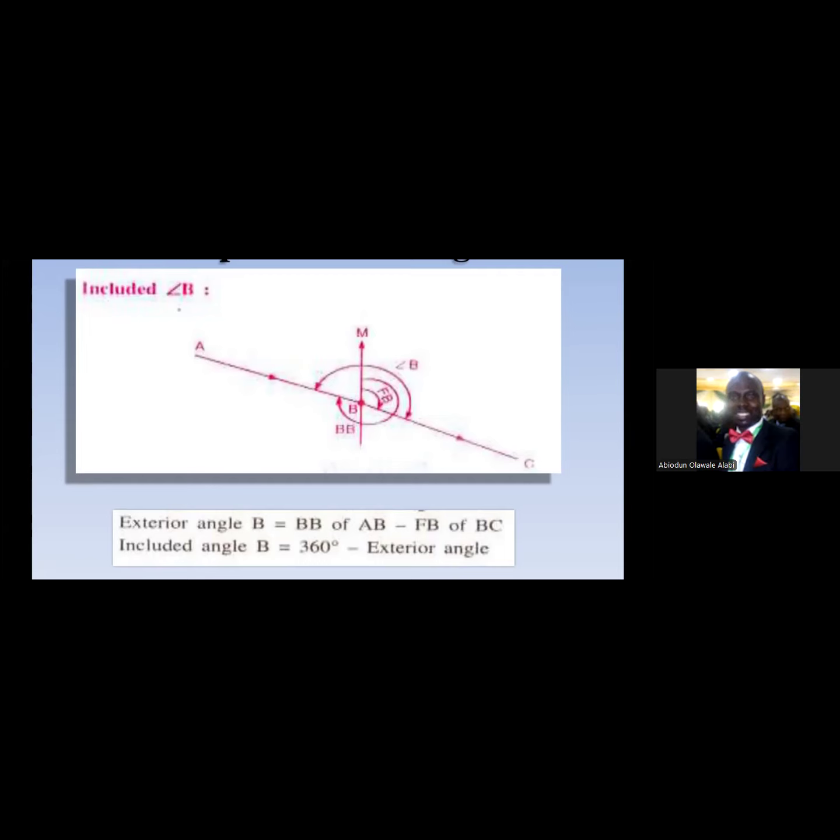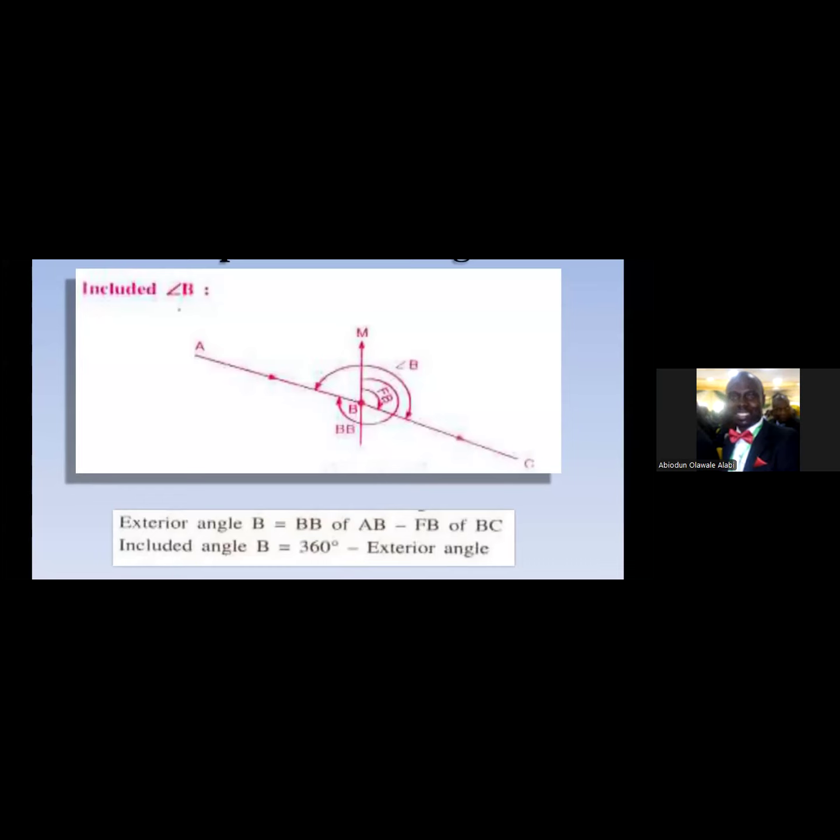Now, the back bearing of AB, which is line BA, that same line, look at the vertical line M, which is the direction of the magnetic north. Then you see the angle going clockwise and touching the line BA. So that is the bearing of BA, the magnetic bearing of BA.